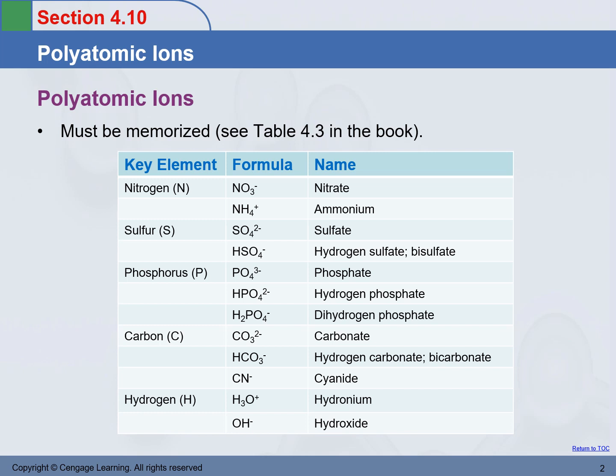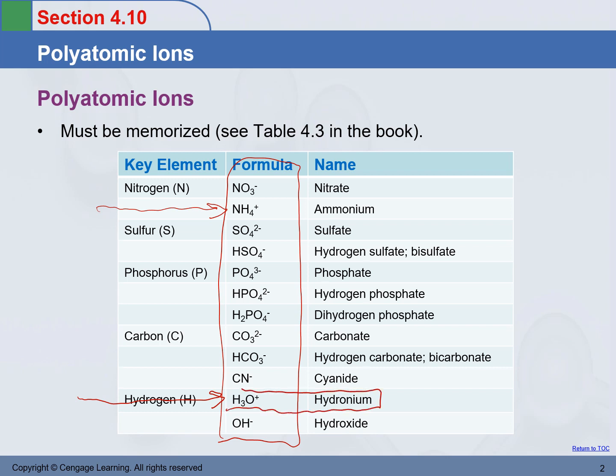First of all, if you go through the formulas of this list, you will see right away that almost all of these polyatomic ions are negatively charged, except 2. One is ammonium ion, one is hydronium ion. These are the only 2 positively charged polyatomic ions. As a matter of fact, ammonium is the only one that will appear in a compound. Hydronium ion only exists in water solution.